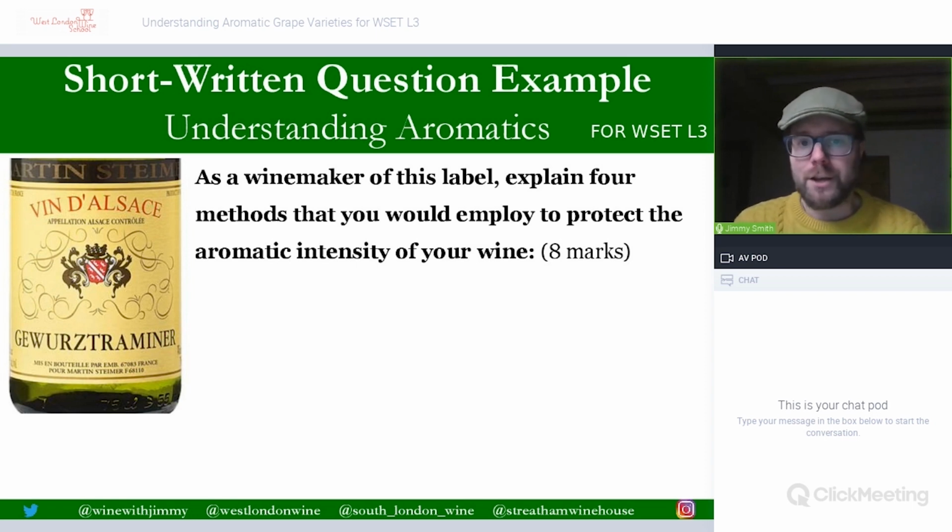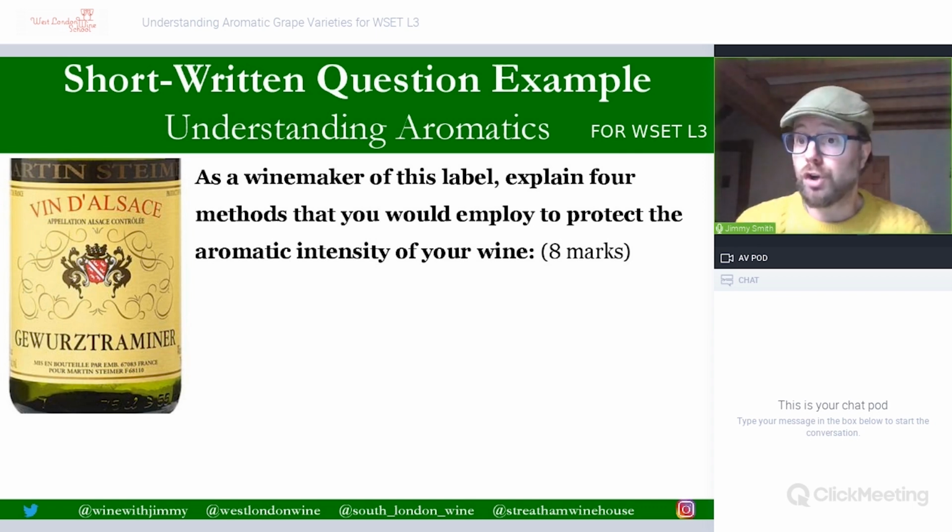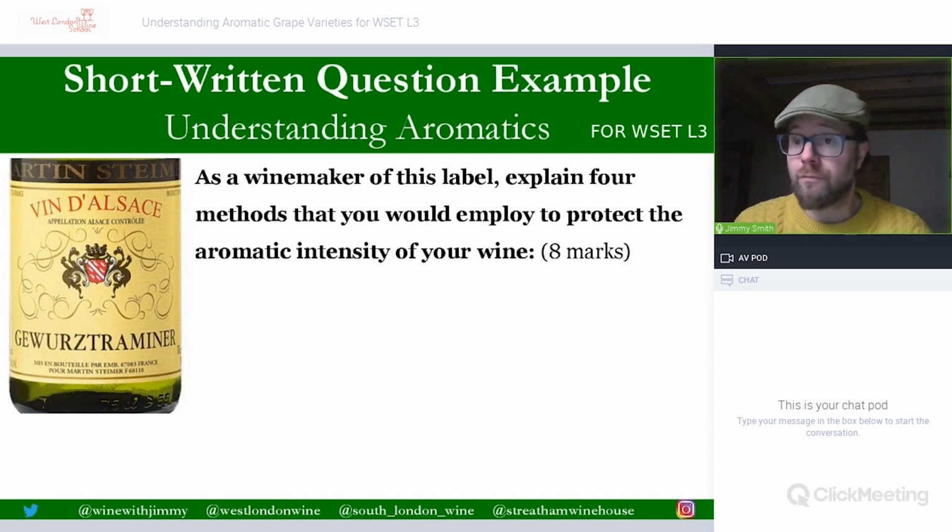So why have I put this section together? This arises from an examination that was sat at my wine school, West London Wine School, and a student came out of that examination a little bit dismayed because they had a question on the grape variety Torrontés. One of the questions was exactly like this. Imagine this slide, but instead of a Gewurztraminer, imagine it was an Argentinian Torrontés. It says, you are a winemaker of this wine. Explain 4 methods that you would employ to protect the aromatic intensity of this wine.